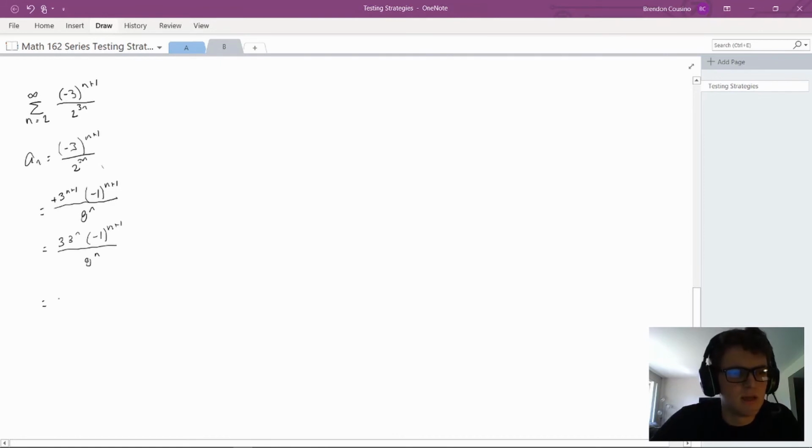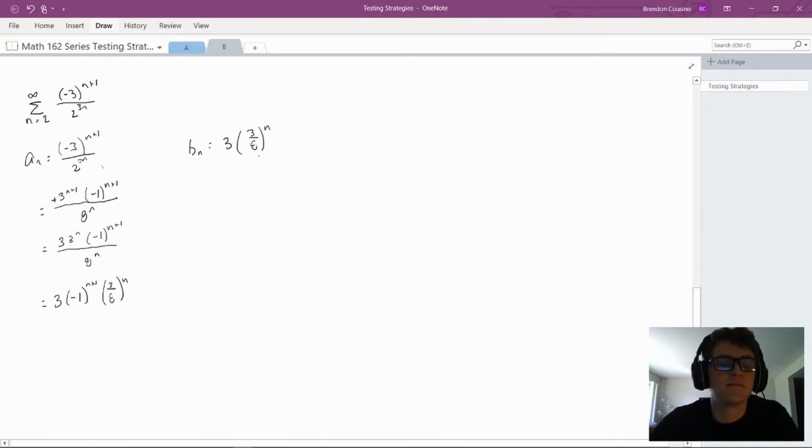That's a little easier. I'm going to make this 3 times (-1)^(n+1), and then this is going to be 3 over 8 to the n. Okay, and so now the alternating series test says that if we have our series, we can take out the alternating term, this (-1)^(n+1). We'll take that out and call that our b_n. So I'm going to write that down. So b_n is going to be equal to 3 times (3/8)^n.